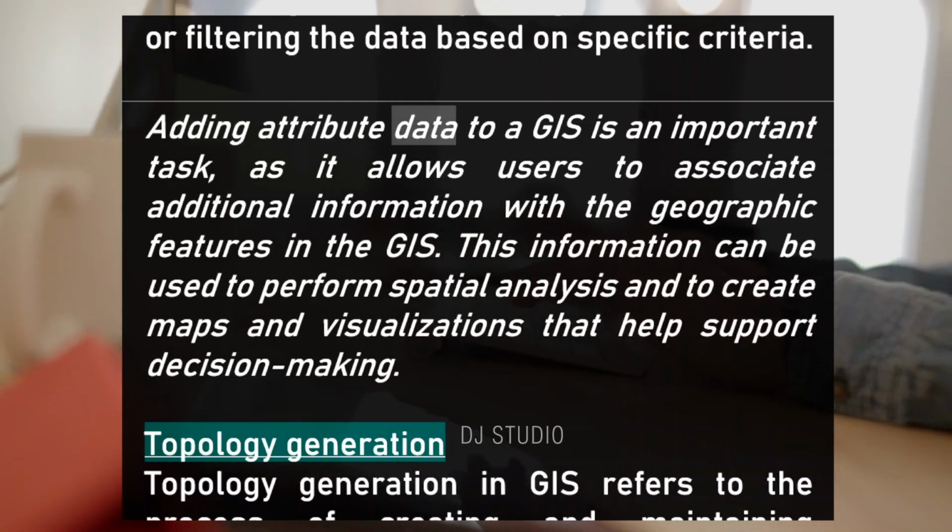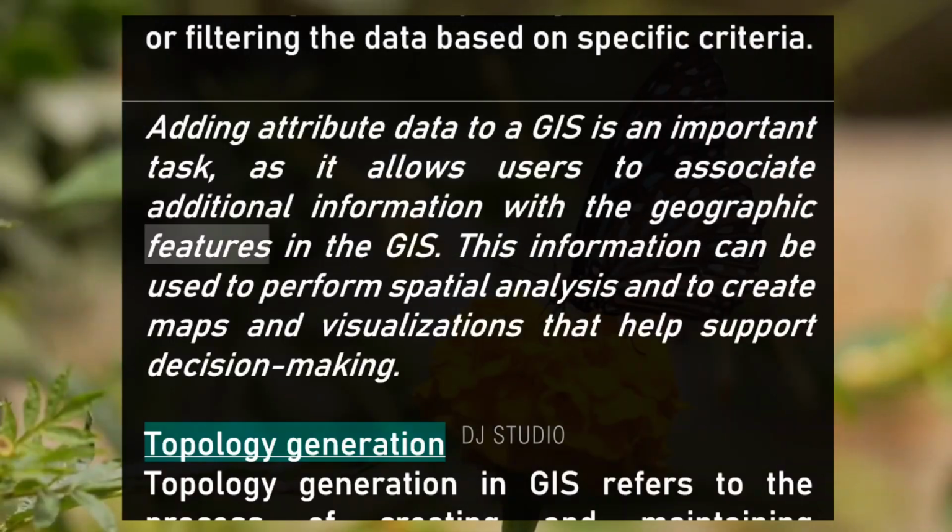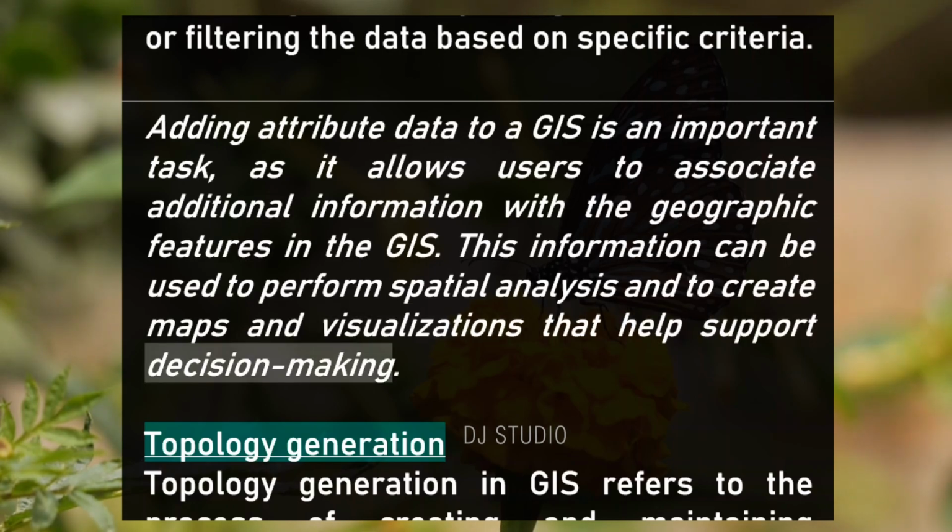Adding attribute data to a GIS is an important task, as it allows users to associate additional information with the geographic features in the GIS. This information can be used to perform spatial analysis and to create maps and visualizations that help support decision-making.